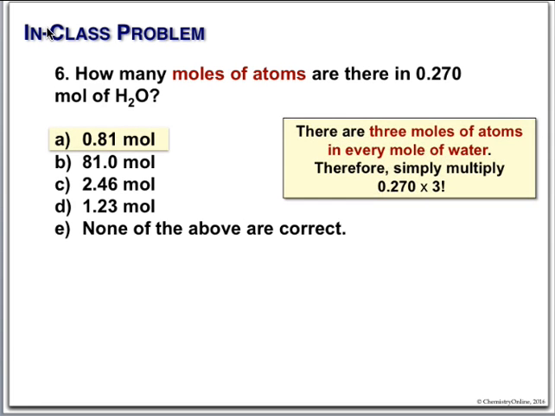3 moles of atoms in every mole of water. We simply take our number of moles, multiply it by 3. Oh, the question was moles, not actual atoms, was it? So this is even simpler. 0.27 moles times 3 atoms per water. Just multiply them and you get 0.81.